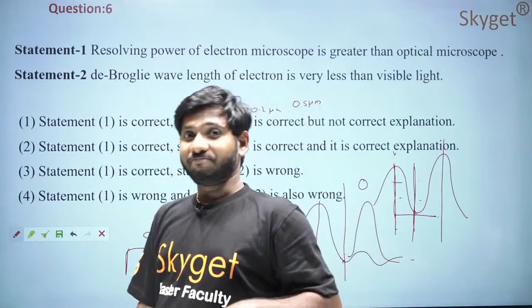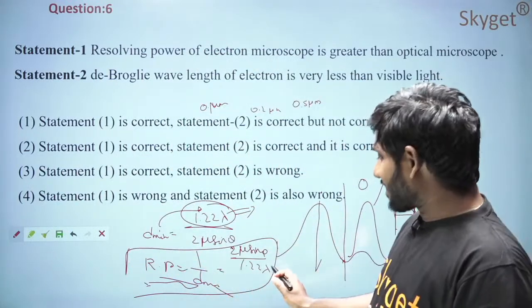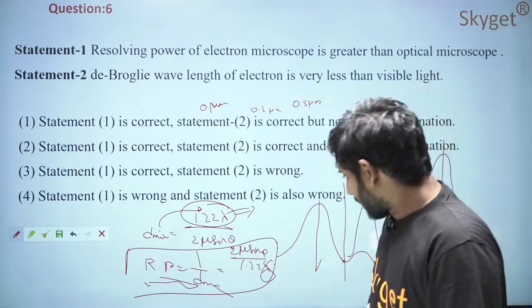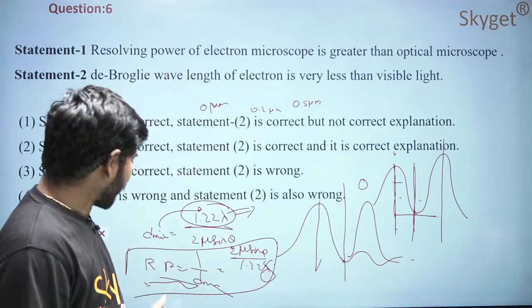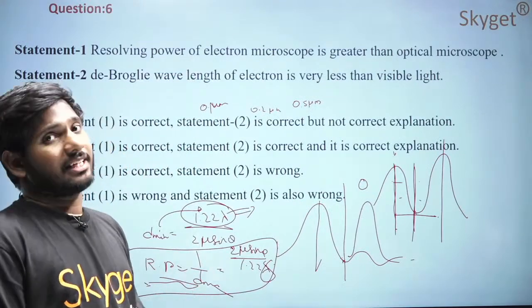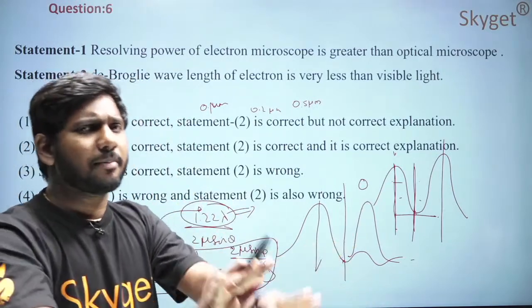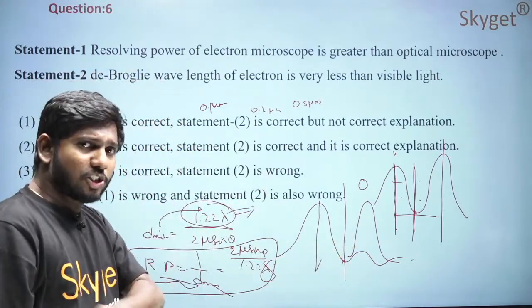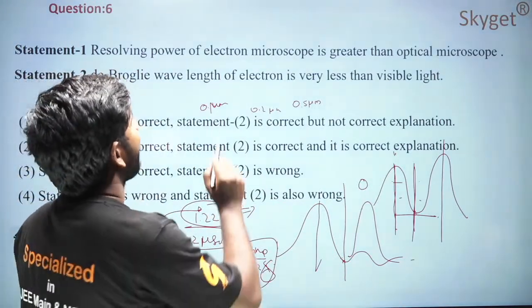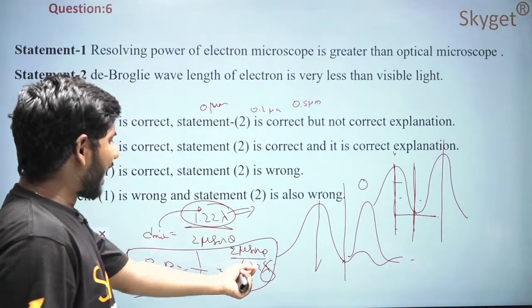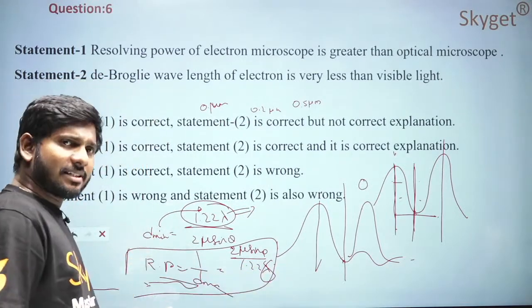So if you see this formula, the resolving power is inversely proportional to lambda. The higher the lambda, the lower the resolving power; the lower the lambda, the higher the resolving power. So whichever instrument you are using, the concept is: if the lambda is minimum, then the resolving power is higher.